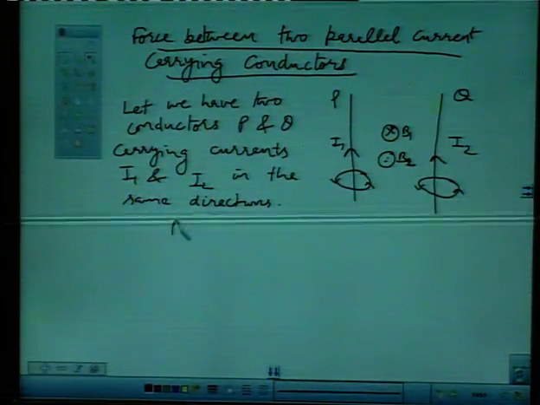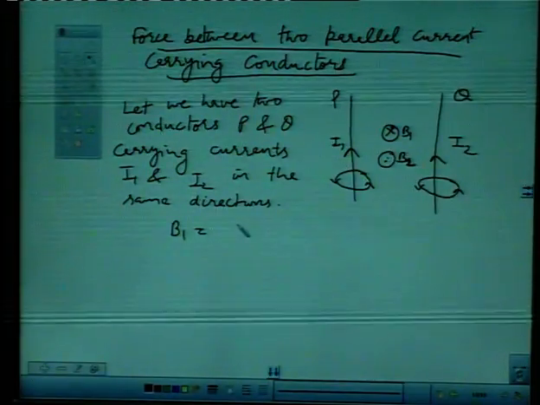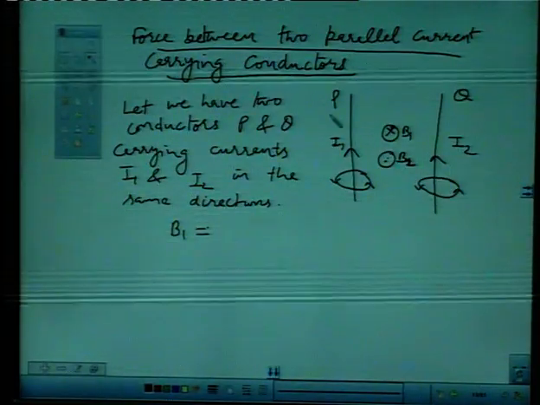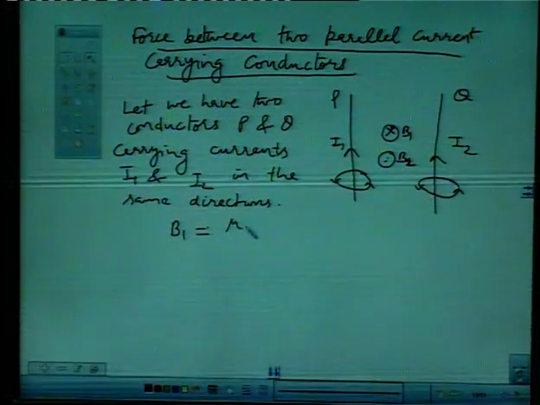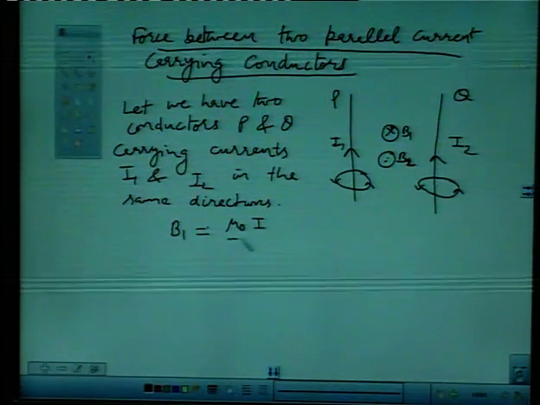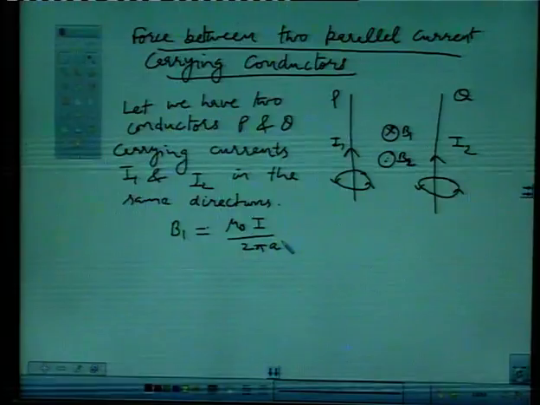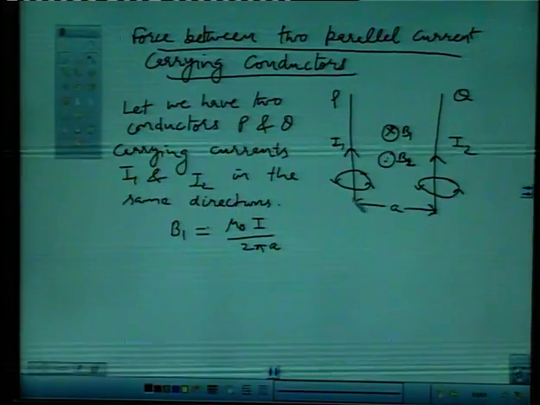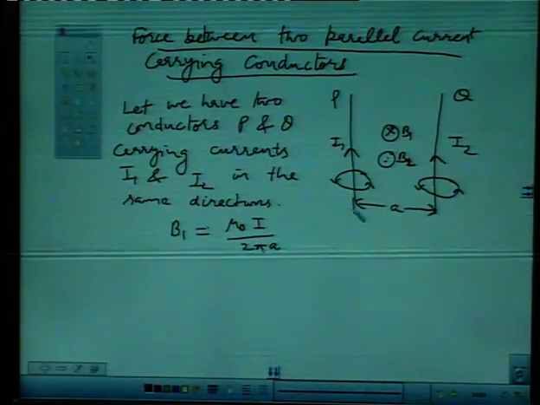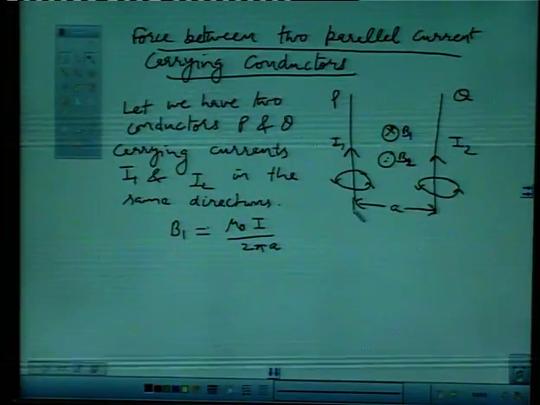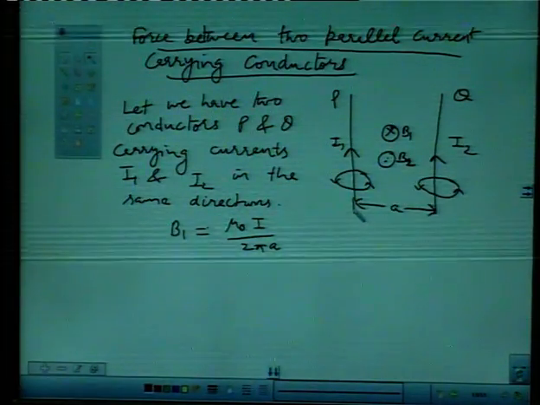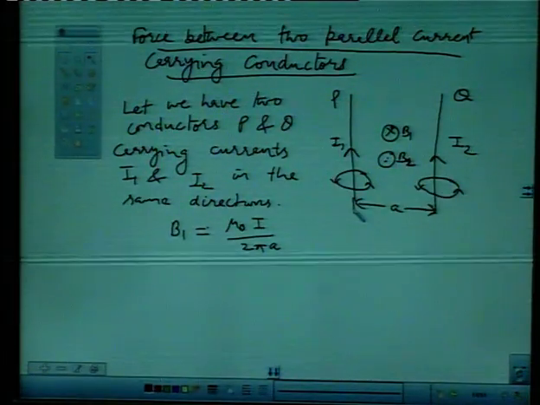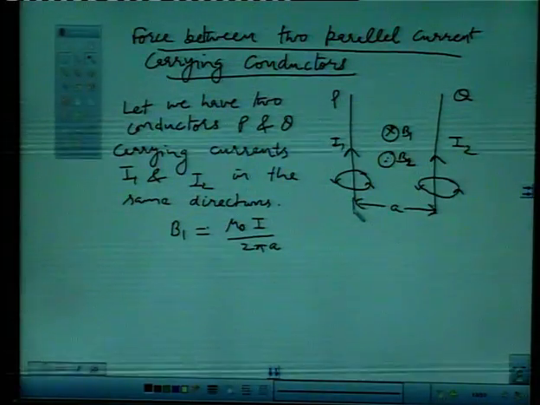Now, the magnetic field B1 due to current carrying conductor P will be equal to mu naught I1 upon 2 pi A. The A is the perpendicular distance between the two conductors. We have to find the magnetic field B1 at this second conductor. So, the distance of the current and the point where we have to find the magnetic field is A.